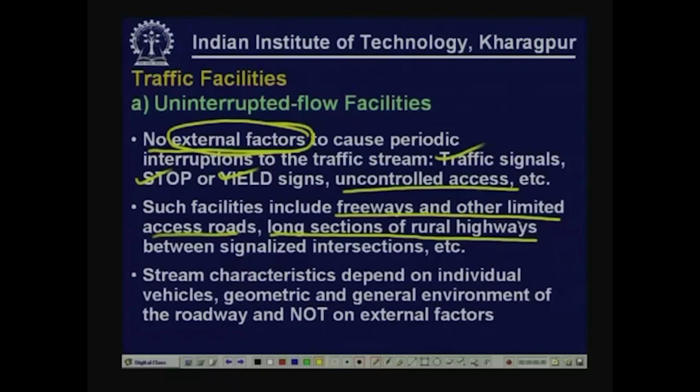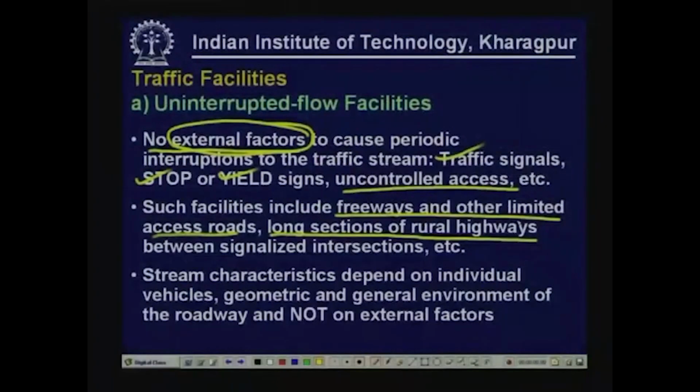There might be signals, but those signals are spaced at a very wide interval. So, in between two signals practically you have substantial length where there is no entry or exit of vehicles. So, you can find probably the facility is operating almost like an uninterrupted flow facility. Stream characteristics in case of an uninterrupted flow facility depend on individual vehicles, also depend on the geometric and general environment of the roadway, but not on external factors, again to make it clear.